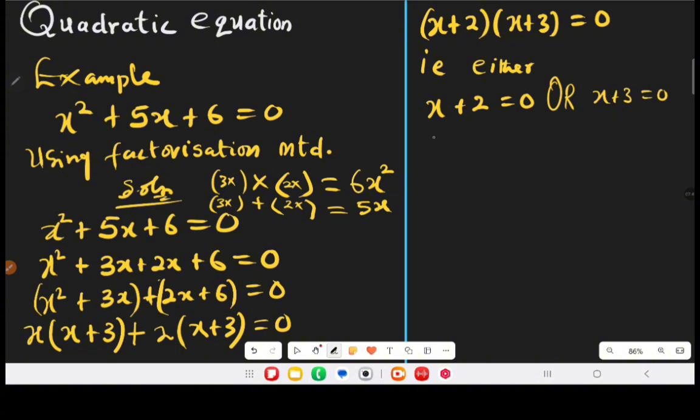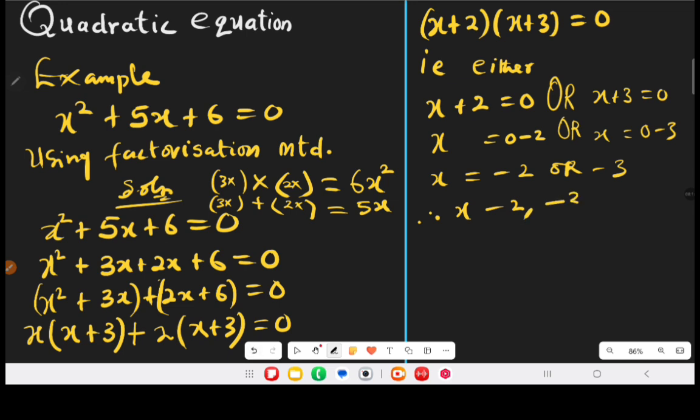Now, we collect the like terms, x equal to 0 minus 2 or x equal to 0 minus 3. Therefore, x is equal to minus 2 or minus 3. Therefore, x is minus 2, minus 3 as the answer.